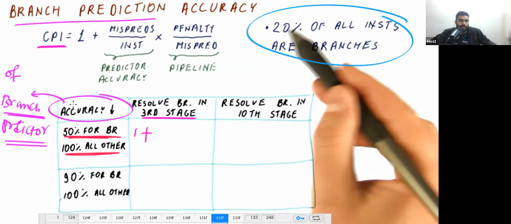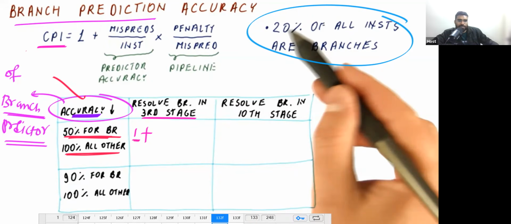1 plus. Remember, accuracy of 50% for the branch instructions means for 50% of instructions there is no extra stall. Do you agree? It's like there is a predictor, some wizard, and this wizard is accurate 50% of the time. It means 50% of the time it will never give you any stalls because of branch instructions.